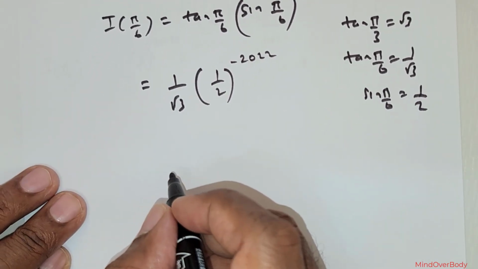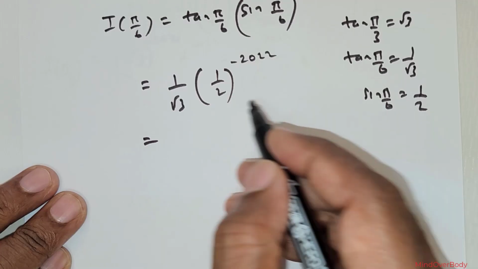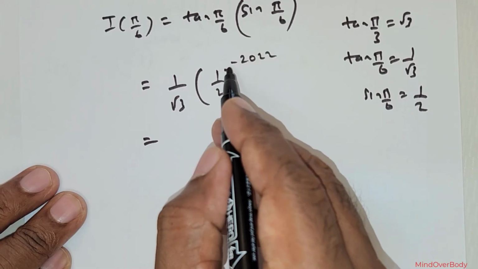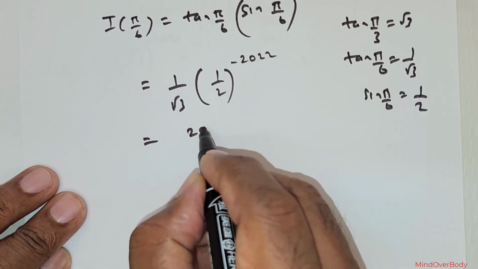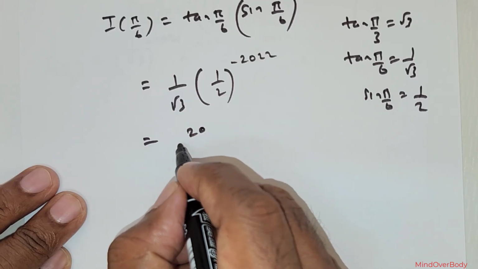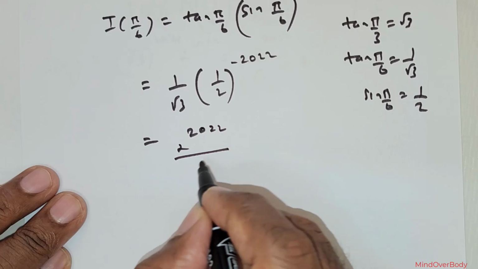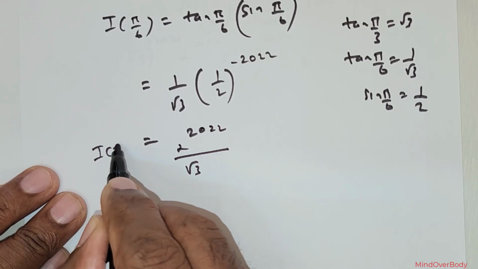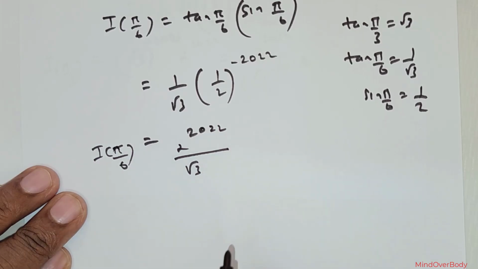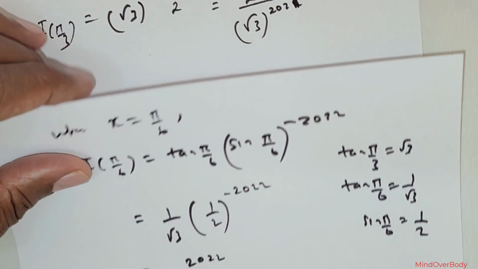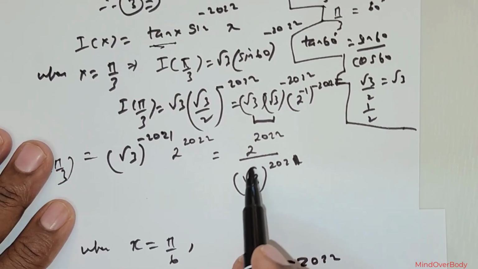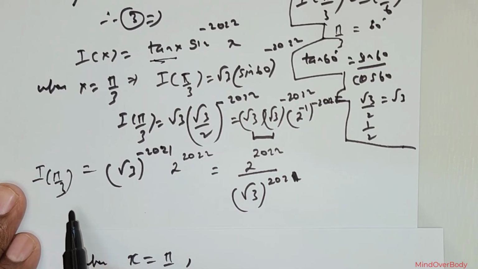Okay, so this 1 over 2 can move up, and that would make this as positive. I will show you that. So this is going to be 2 raised to the power of 2022 divided by root of 3. So this is going to be my I of pi over 6. Now let me go and check the pi over 3 value. Now this is my value. Pi over 3 value is this. Okay, pi over 3 is this value.